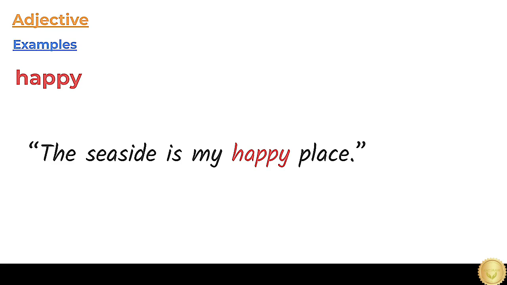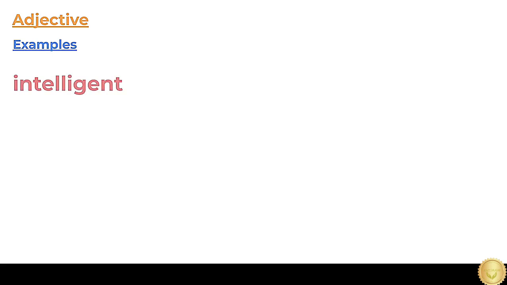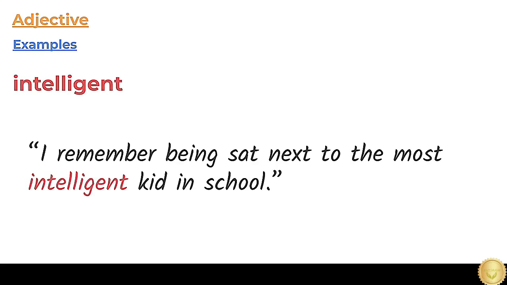Happy is one that lots of people know and use. The seaside is my happy place. What is happy describing? The seaside. And another one, intelligent. I remember being sat next to the most intelligent kid in school. Intelligent, modifying kid, describing the kid. All right, so those were adjectives. A brief overview. Now let's dive into adverbs.